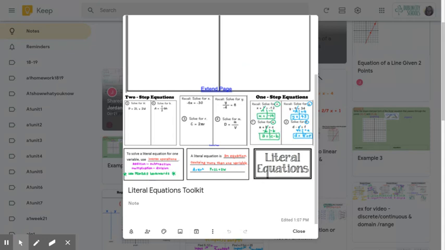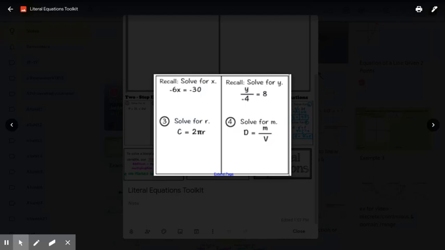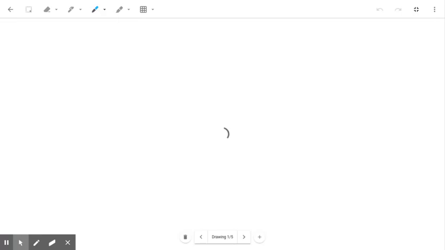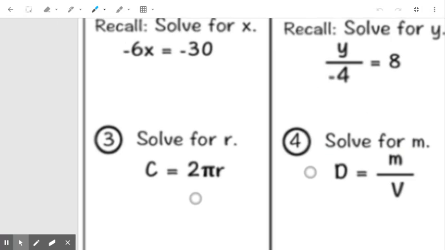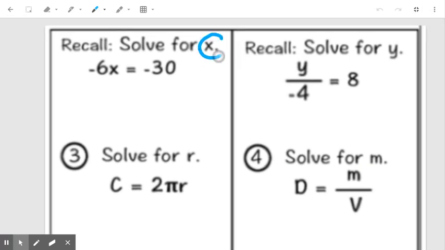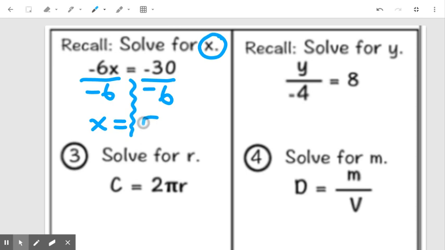Now, looking at some more examples, right here, some more one-step examples. The one on the left says solve for x. And notice I'm taking -6 times x. So to undo multiplying, we divide both sides by -6, and that gives us x equals 5. So we actually could divide the -30 by -6 and get an answer.